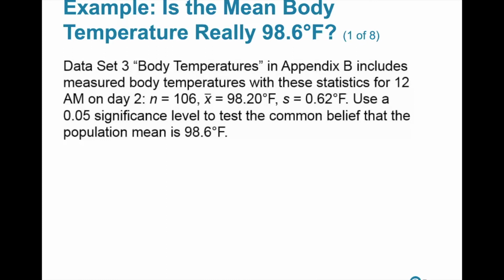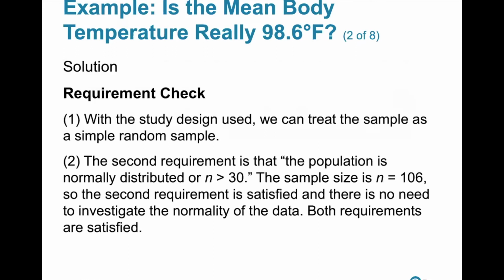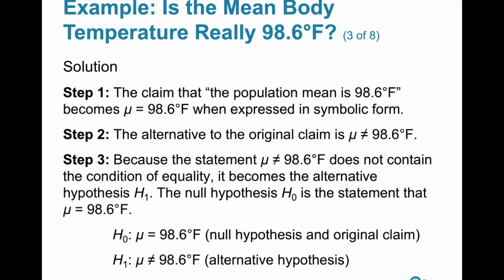So I think this example is going to be a little different in a couple of ways. First of all, the sample is a simple random sample. Second of all, the sample size is bigger than 30, at 106. So regardless of the distribution of the original population, this sampling distribution will be normal. Okay, so the first step, the claim that the population mean is 98.6 degrees becomes mu equals 98.6. The opposite of that is that mu does not equal 98.6.